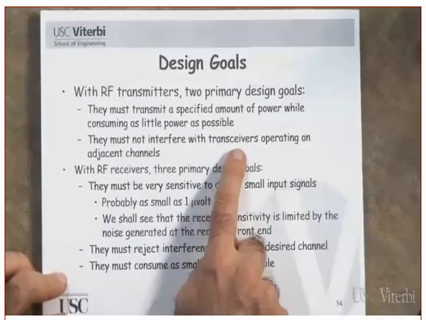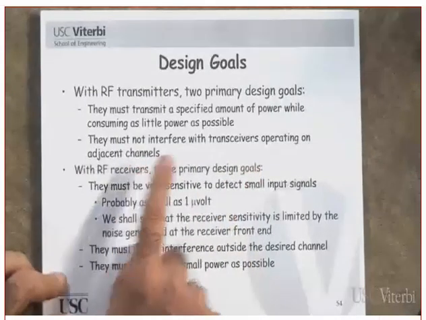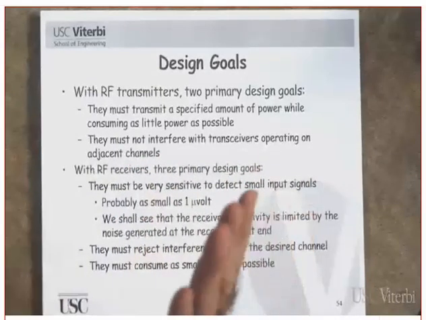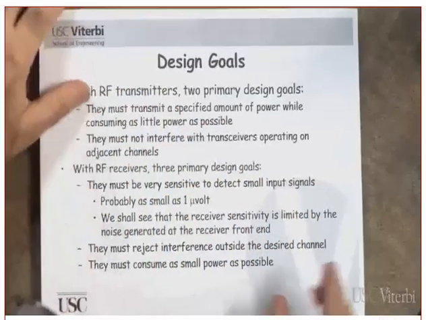Okay. So they must transmit at a specific amount of power, and they must not interfere with transceivers operating in the vicinity. Clear? Adjacently. What does that mean? To make sure that your spectrum is confined within the desired band. Clear?